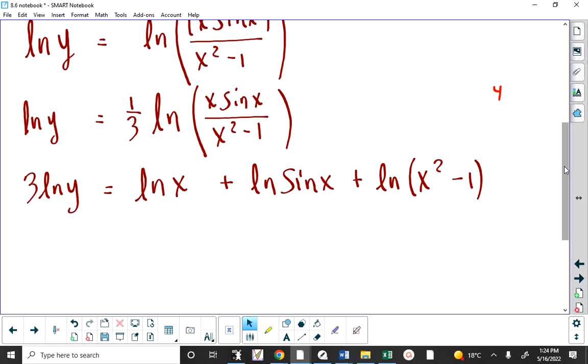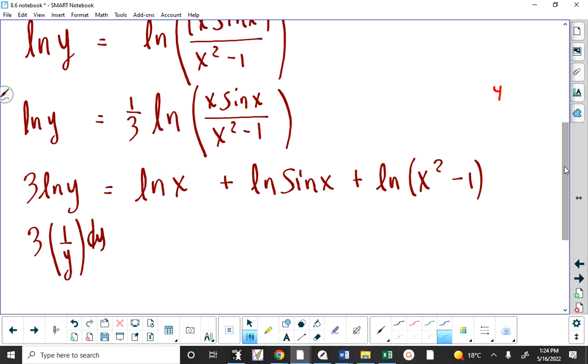So we could differentiate here if you like. It doesn't matter. Some of you might have the clever idea, and it is clever, of moving that 3 up as an exponent on y, but you'll see why it doesn't matter in a minute. The derivative of 3 ln y is 3 times 1 over y dy dx.